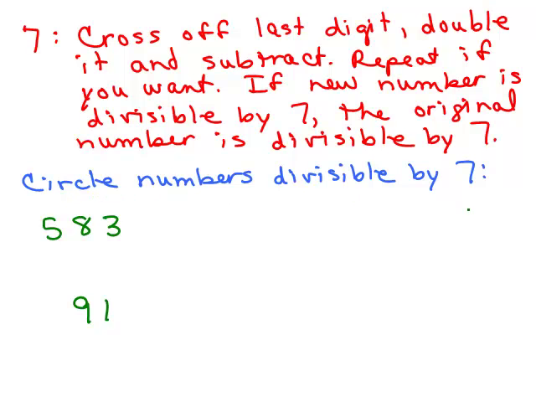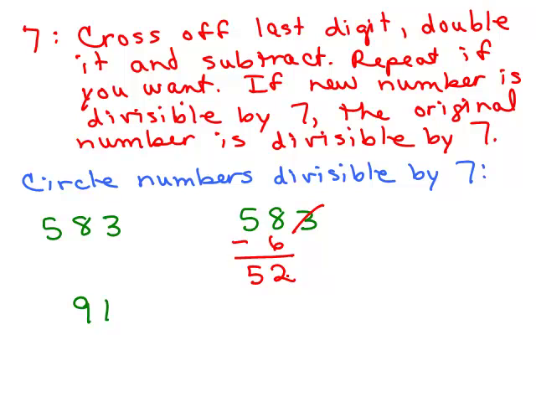Circle the numbers divisible by 7. 583. All right, so we want to know 583. So we take the number 583, and what you do is you cross off the 3. Okay, so watch. Cross it off and double it. So that's going to be a 6, right? And you subtract, and you get 52. Does 7 go into 52 evenly? No.